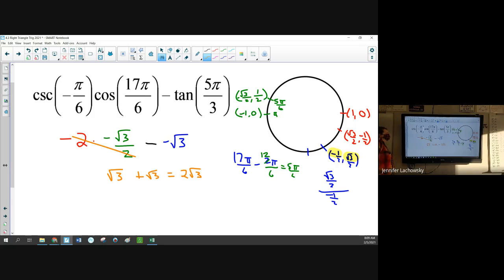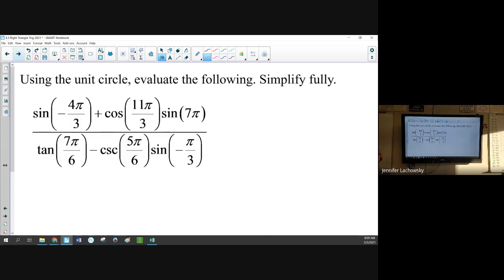There you go. Okay. All right. Let's do this one now. So sine of negative 4/3 pi plus cosine of 11/3 pi times sine of 7 pi, all divided by tangent of 7 pi over 6 minus cosecant of 5 pi over 6 times sine of negative pi over 3.